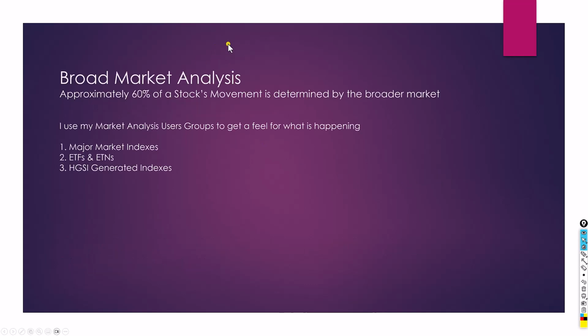Okay, the first thing I'm going to start out with is broad market analysis. Approximately 60% of a stock's movement is determined by the broader market. I use my market analysis user groups to get a feel for what is happening, and after this slide, I'm going to take you into those groups. I look at the major market indexes, the ETFs and ETNs, and HDSI generated indexes.